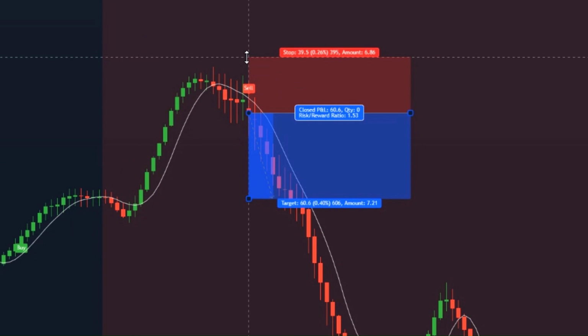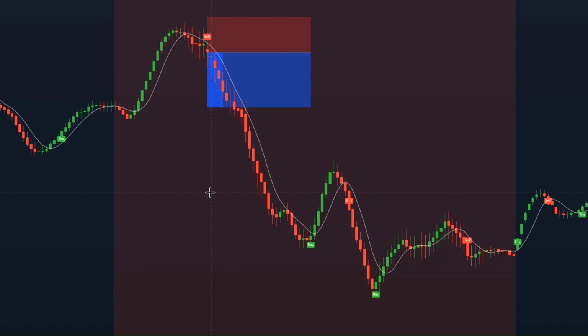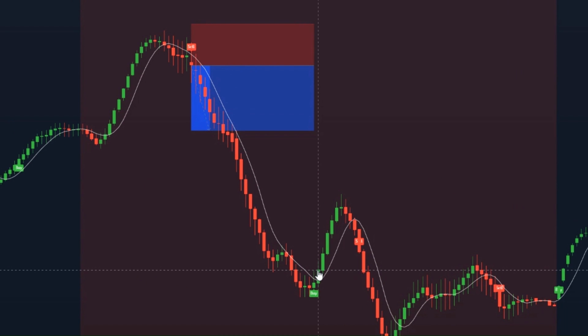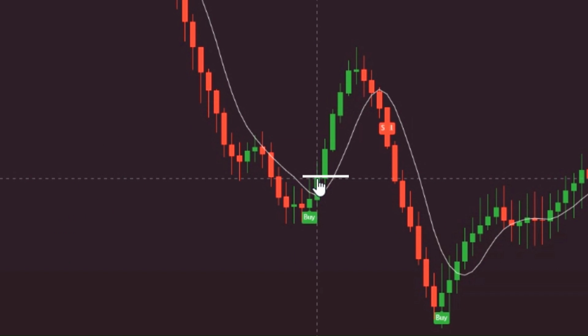For our stop loss, we will be putting it above the recent swing high right here. Now for exiting a trade, we want to see very clearly that price has closed back above the linear regression line, and for this exact trade it is on this candle right here.